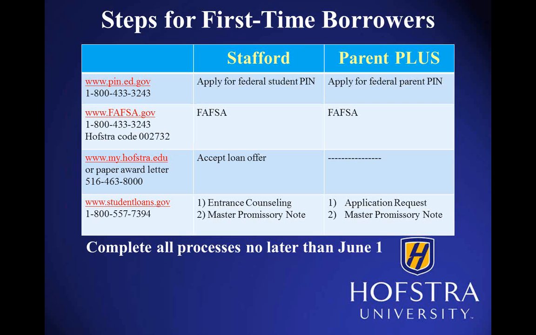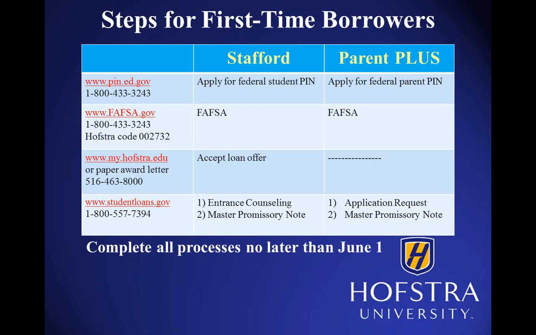Steps for first-time parent borrowers of the Parent Plus loan include applying for the federal PIN and filing the FAFSA along with the student. Since the FAFSA only requires one parent electronic signature PIN, if the parent borrowing the Plus loan is not the parent the student filed the FAFSA with, the parent borrower must apply for his or her own PIN and complete two additional processes at studentloans.gov, which are the application request. This submits the application for the credit check, and the master promissory note.